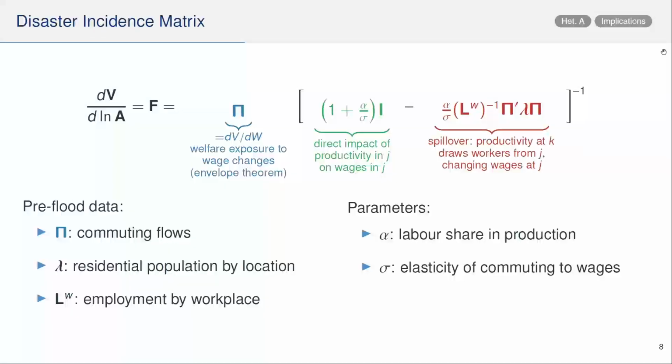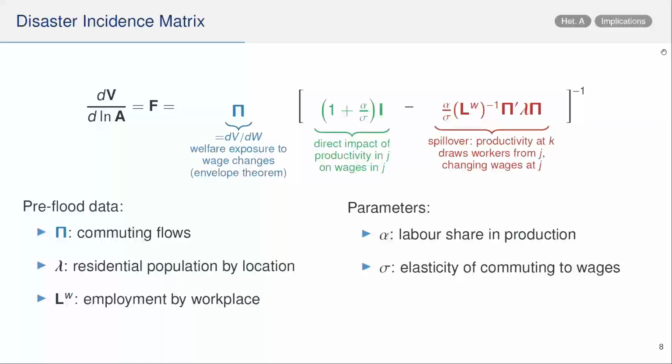Now, this component tells me wage changes in every location as a result of the flood. And then we need to map that into welfare changes. To a first order, the amount that I care about the change in wages in any location is just determined by the extent to which I commuted there beforehand. If I never commuted there, I don't care what happens to wages. Whereas if this was the only place I commuted, I really care about wage changes. So to turn these into welfare, we just multiply by what was going on with commuting beforehand.